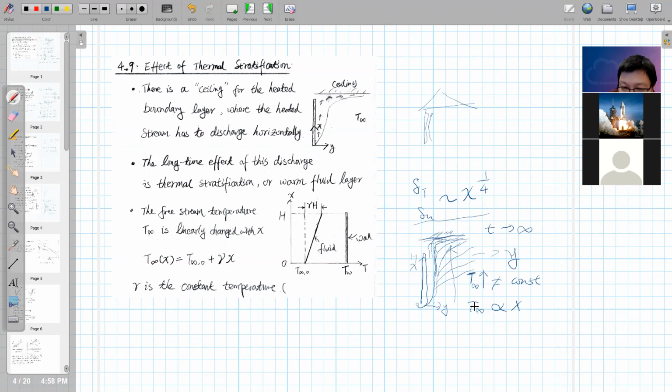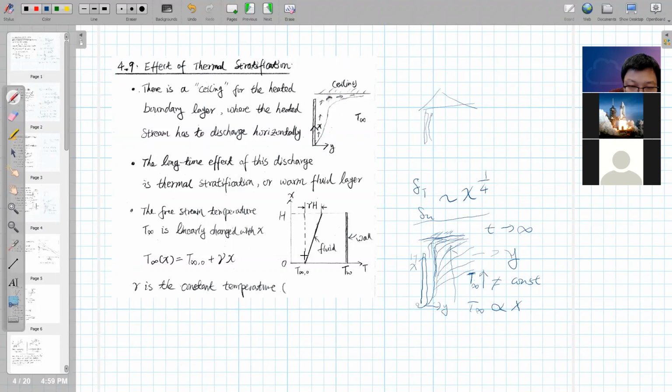And this effect is called stratification. It's due to the fact that if you have a ceiling on the top, okay, and you wait for a very long time, then the wall temperature will also affect the free stream temperature, making the free stream temperature behave like a high free stream temperature on the top and a low free stream temperature on the bottom.